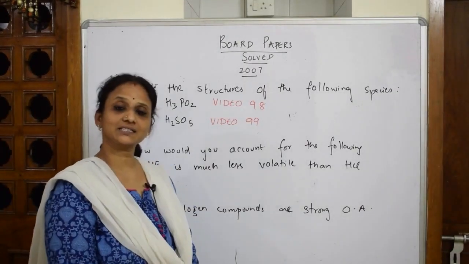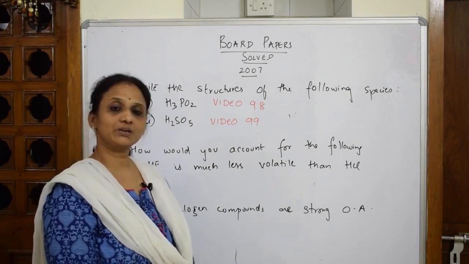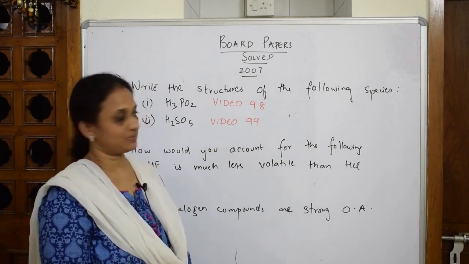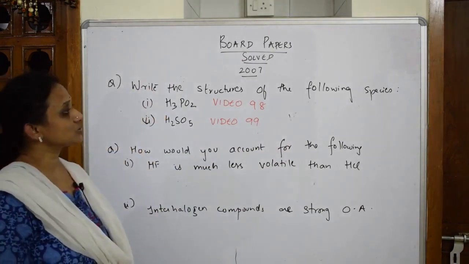Right, now let's come back and start with your board papers. That is your 2007 paper. In the 2007 paper, the weightage for the chapter is only 5 marks, a 2 marks question and a 3 marks question. Let's see, they've given us: write the structures of the following species.